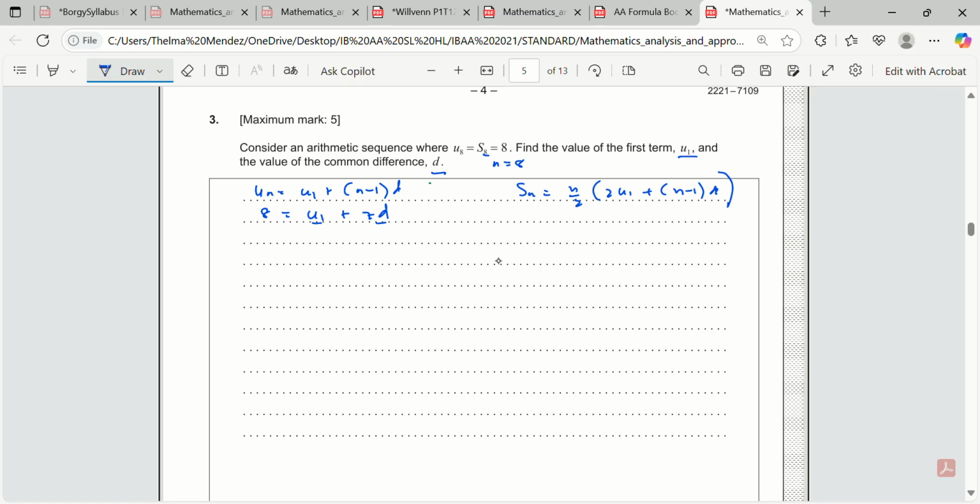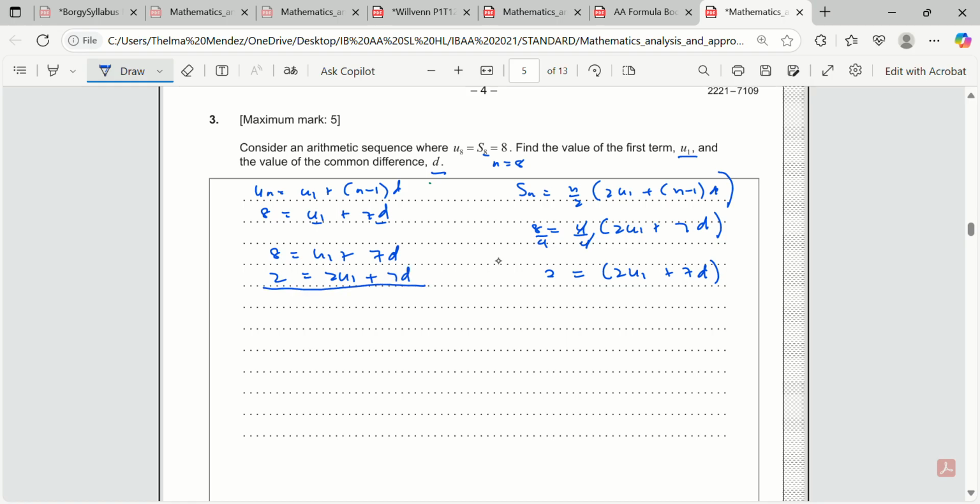So we can find the other equation using the sum. So 8 is equal to 4 times (2 u sub 1 plus 7d), since n minus 1 is 7. We can divide both sides by 4. So we will have here 2 equals 2 u sub 1 plus 7d. So we now have two equations which we can solve simultaneously: 8 equals u sub 1 plus 7d, and 2 equals 2 u sub 1 plus 7d.